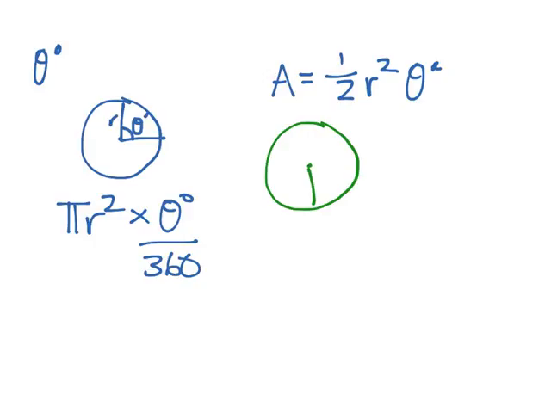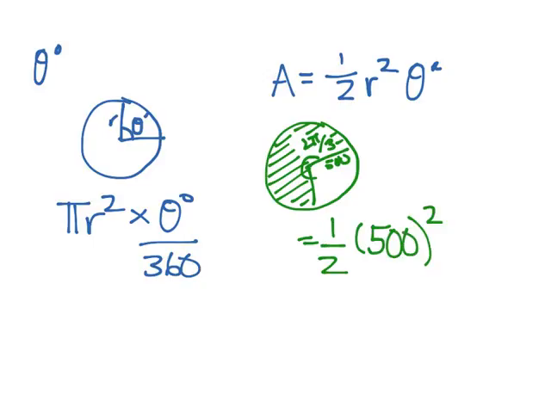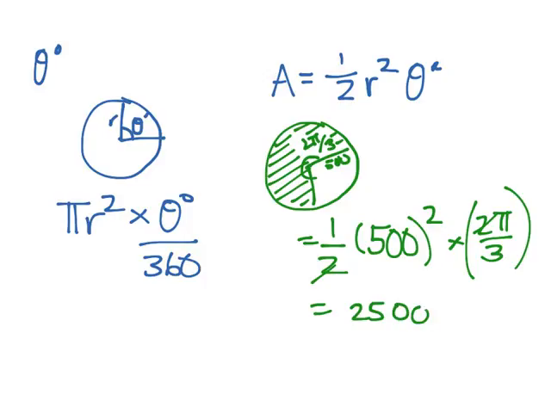Say this angle is 2 pi over 3 radians, and the radius is 500. What is the area of this region? By our formula, area is half r squared, so that would be 500 squared times the angle in radians. That's 2 pi over 3. We do a little bit of cancelling. 250,000 times pi over 3. And that's your total area.